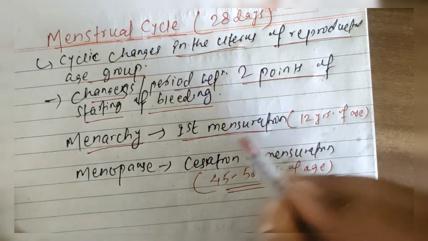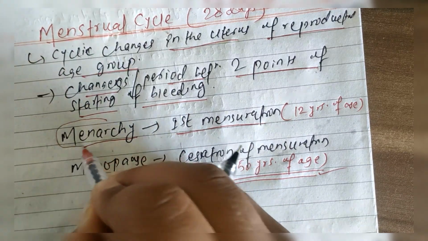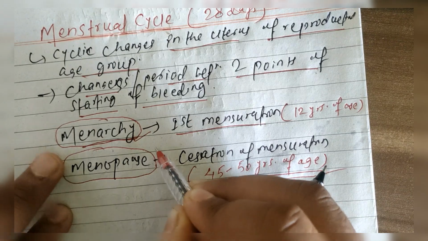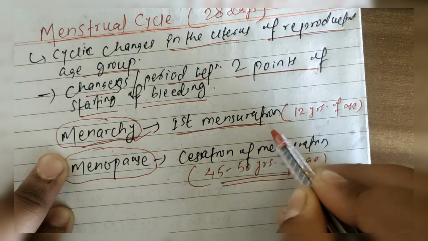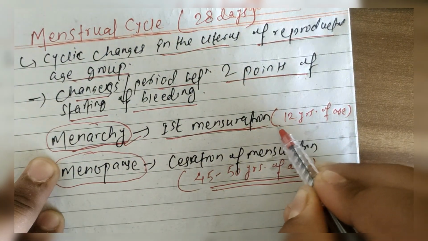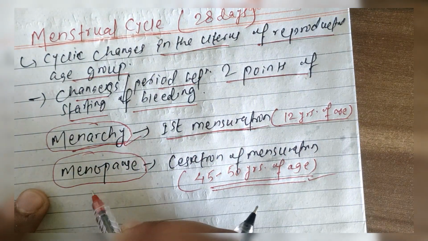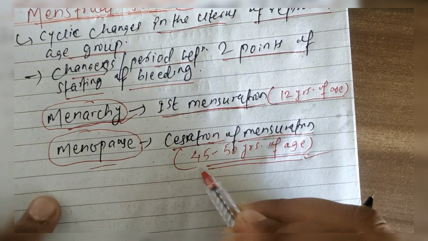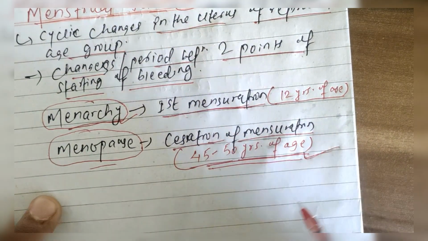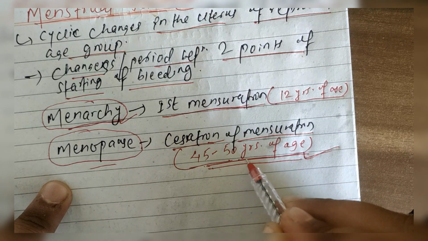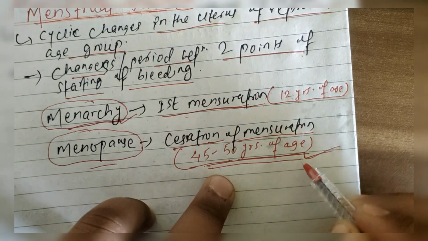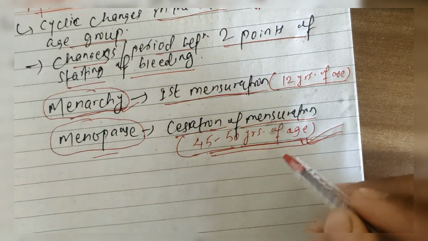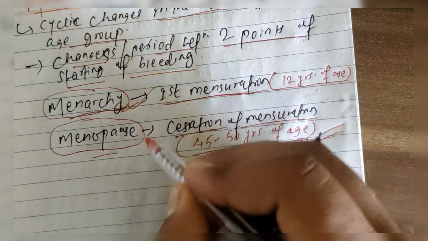And here there are two terms, that is the menarche and menopause. You should know about this menarche. Menarche is the first menstruation, and this occurs at the age of 12 years. And this is the menopause. Menopause means the cessation or the stoppage of the menstruation, and this occurs at the age of 40 to 45 years of age. After this age, 45 to 50 years of age, woman cannot produce the ovum, thus cannot reproduce the baby. So this is the menarche and this is the menopause.